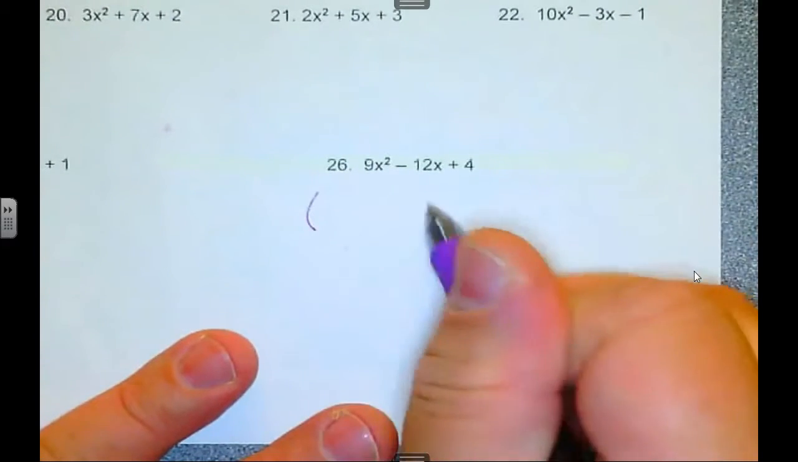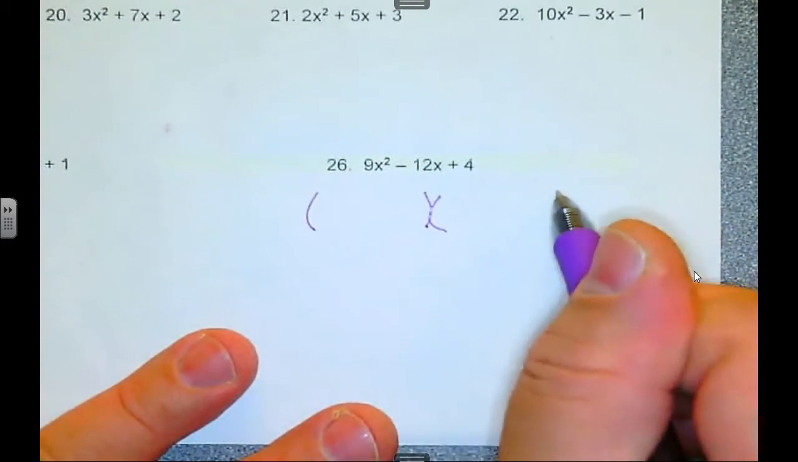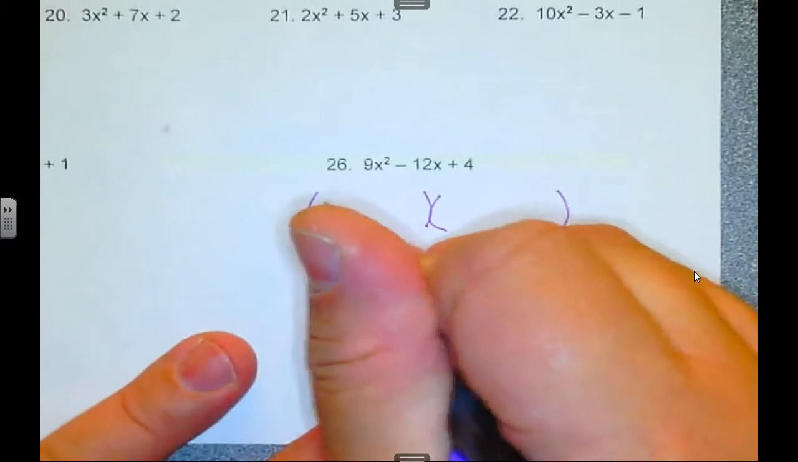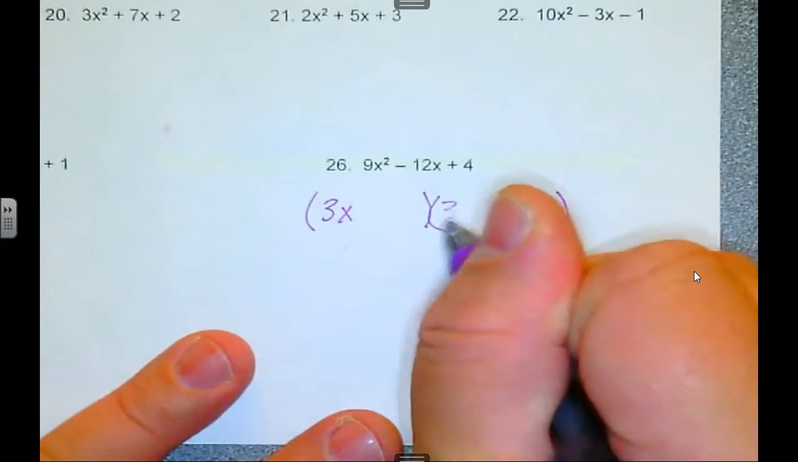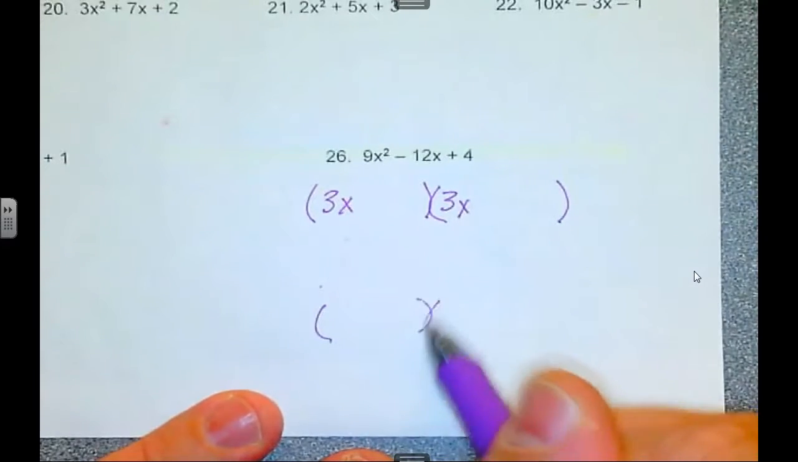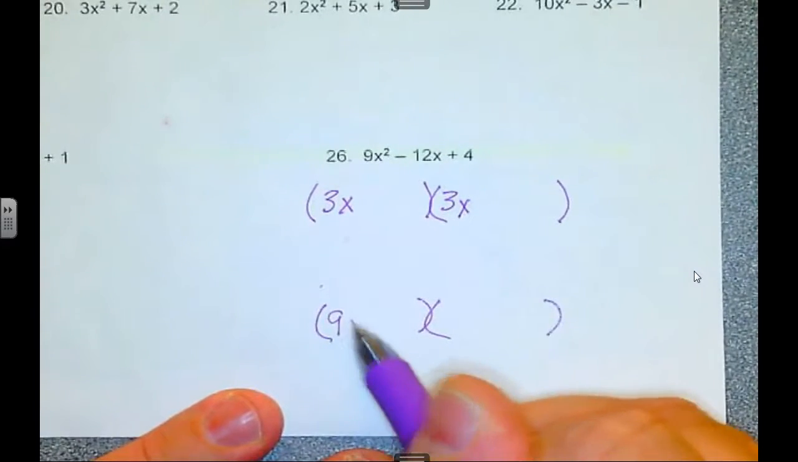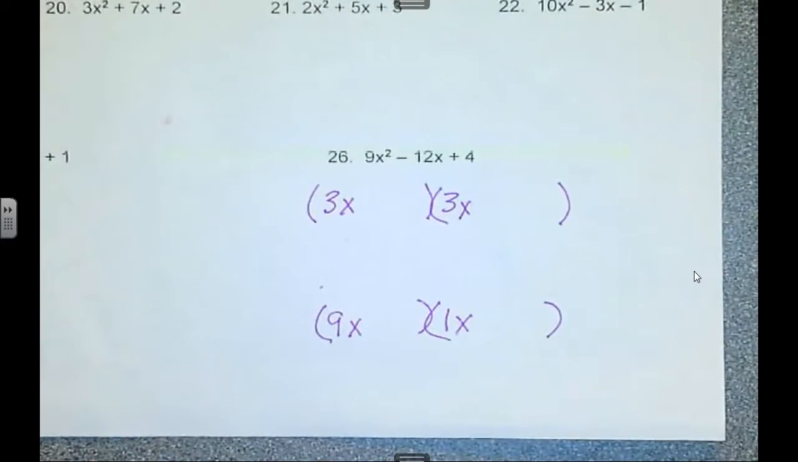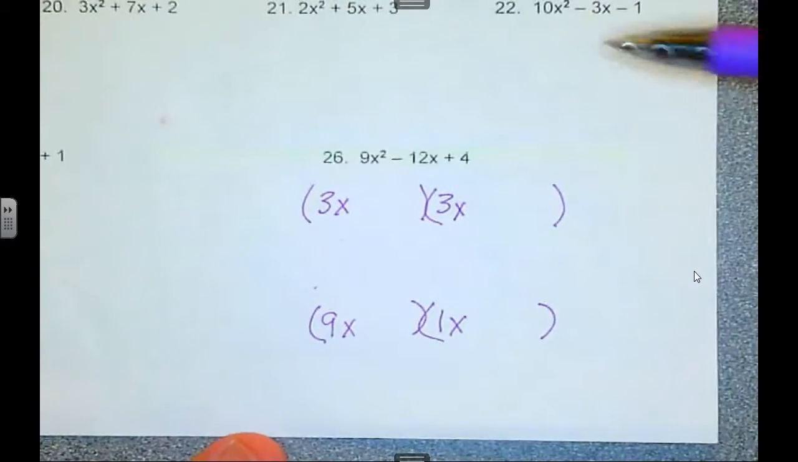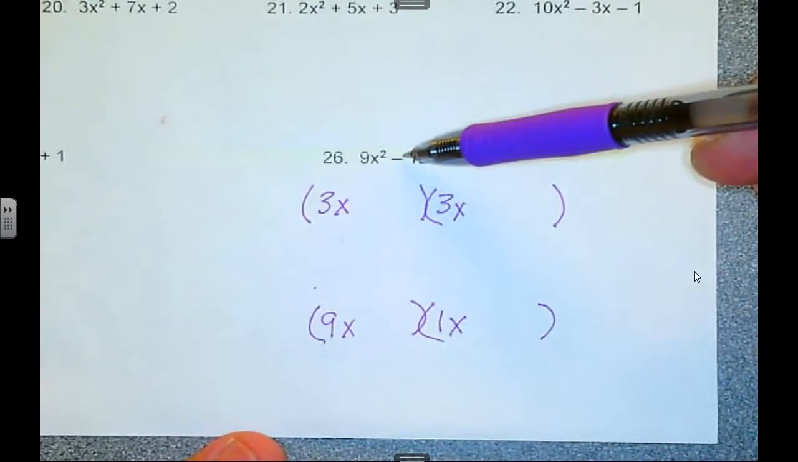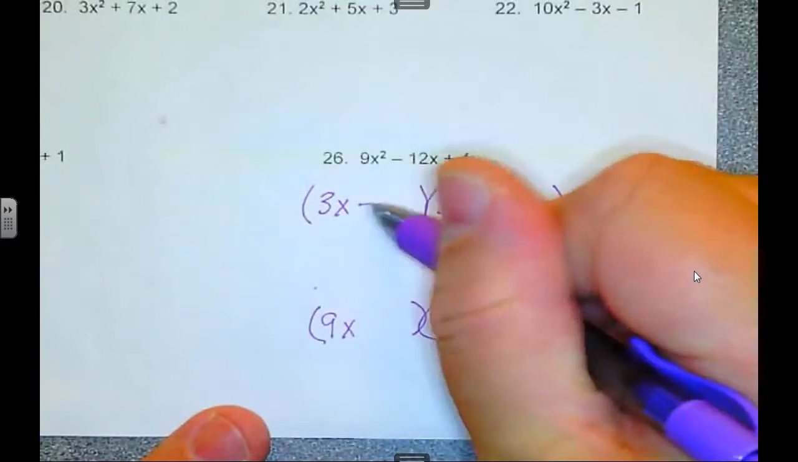Wow. Okay, 26. How do I get 9? We could try 3x and 3x. What else could we try? Yep, 9x and 1x. Now, this one's actually kind of easy because it multiplies to a positive and adds up to a negative. So we know that these have to be negative.